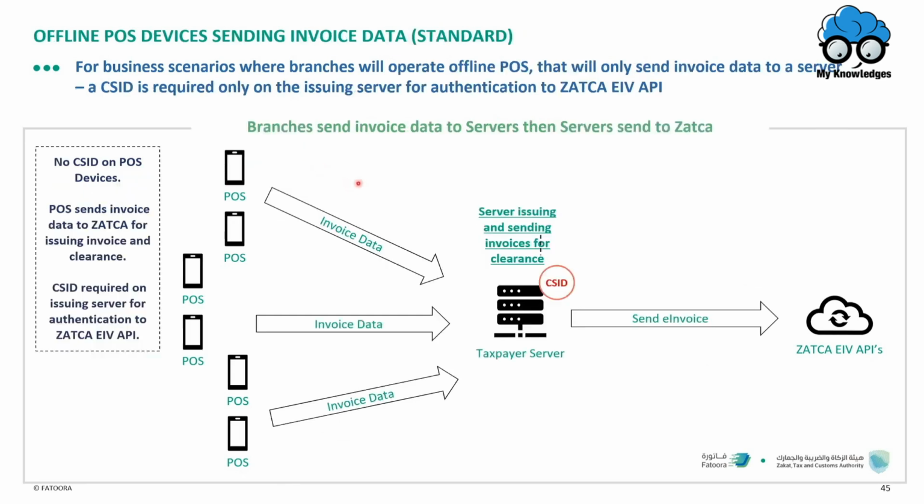Now, in case the taxpayer has a centralized server where they are issuing and sending the invoices, the point of sale here is not generating or sending. They are actually getting the invoice from a centralized server, and then the invoice is sent from the centralized server to the Zatka e-invoicing platform. In that case, the point of sale does not have to have a CSID. Only the centralized server will have a CSID, since the centralized server is issuing and sending the invoices.